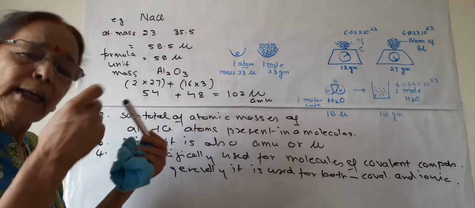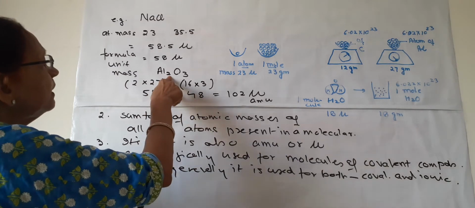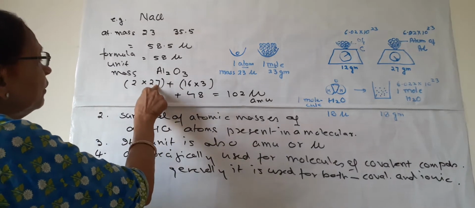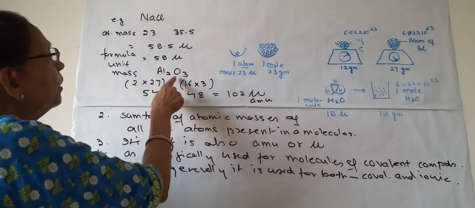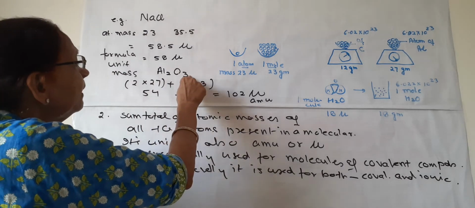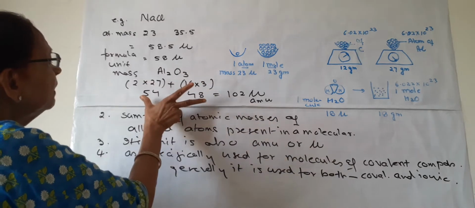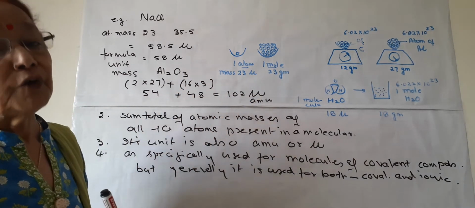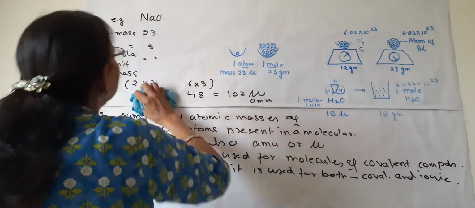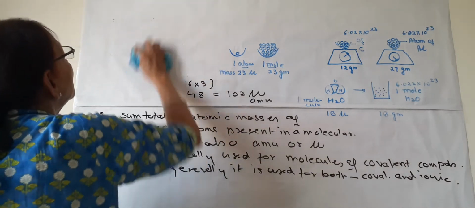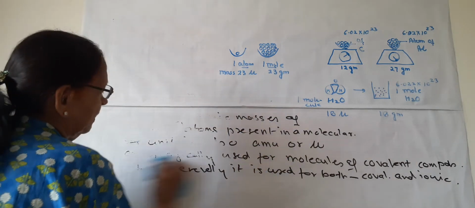You can calculate for any compound, whether it is ionic or covalent. Just see here, if two aluminium atoms are there, you have to multiply the atomic mass of one atom of aluminium by 2. Oxygen atomic mass is 16 and here 3 atoms are there, so we have to multiply by 3 and then add these two, and we get the formula unit mass or molecular mass of that compound. So easy. So this is the formula unit mass and molecular mass of different compounds.